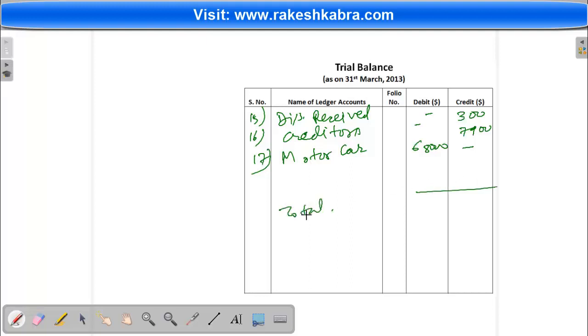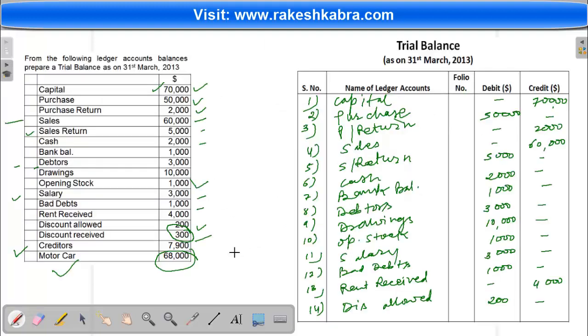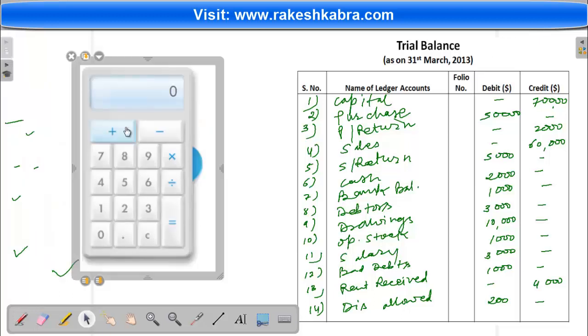Now I will make the total of both the columns, and totals must be equal. First I am going to make the total of the debit column. Now see, first amount how much? 50,000. Next amount 5,000 in the debit column. Next amount 2,000. Next 1,000. You just tell me the amount. 1,000.